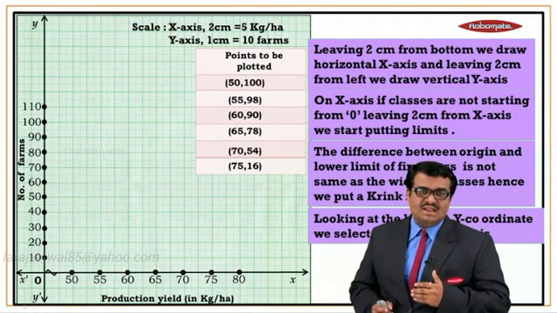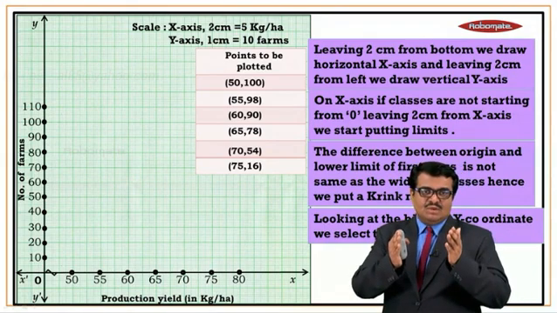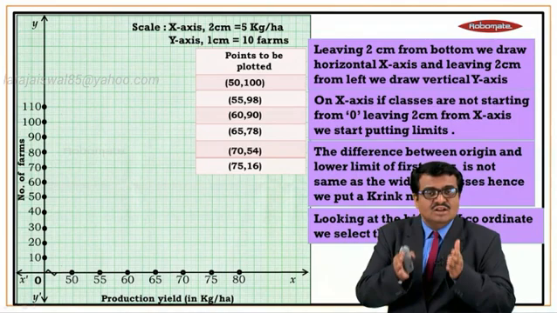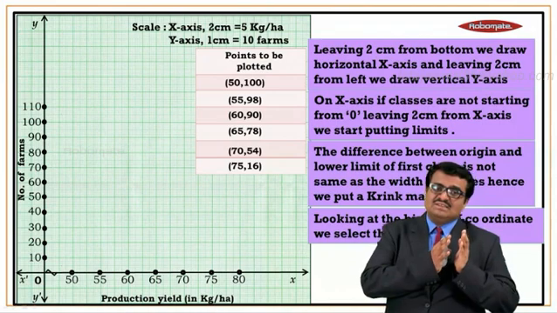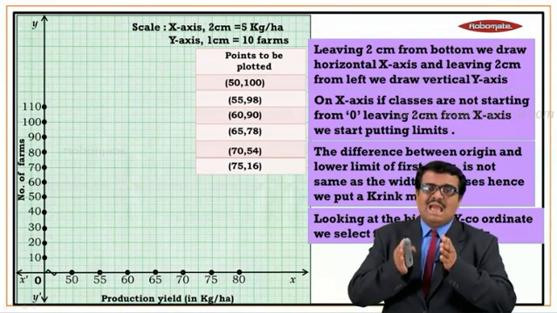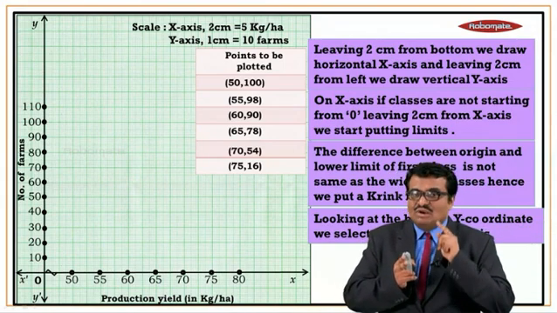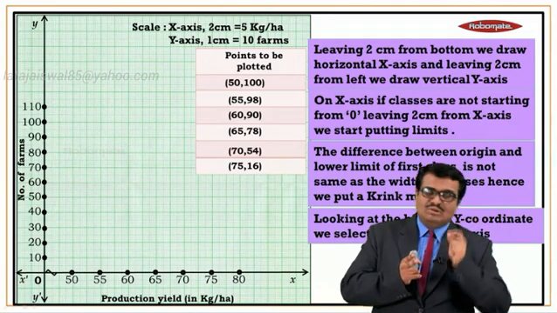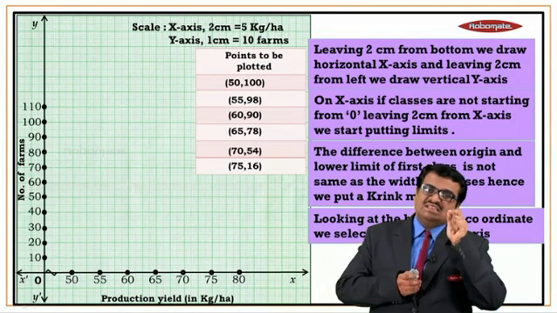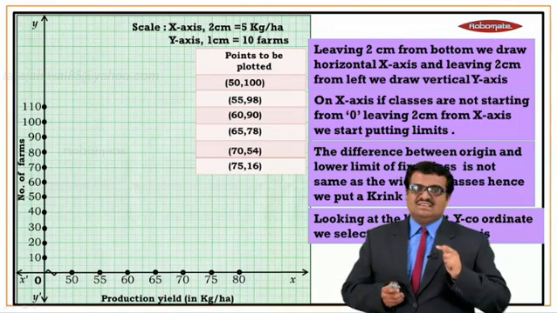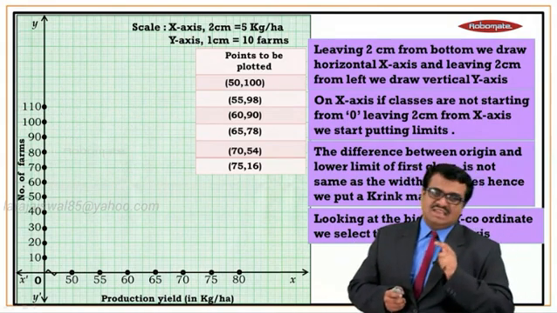Scale on x-axis, what is the scale? Take any two numbers on the x-axis. For example, if you take the numbers 65 and 70, what is the gap we left between 65 and 70? 2 centimeter gap. Scale, always remember one thing, always gap is equal to the difference. The gap we left is 2 centimeters. And what is the difference between 65 and 70? The difference is 5. And what is the units? Kg per hectare. So we write that only. So 2 centimeter gap is equal to 5 kg per hectare. Okay, and the scale on the y-axis is 1 centimeter is equal to 10 farms.